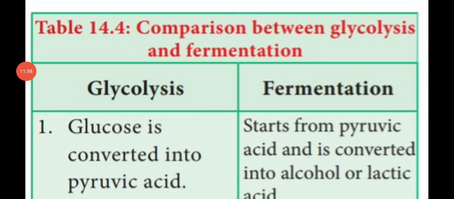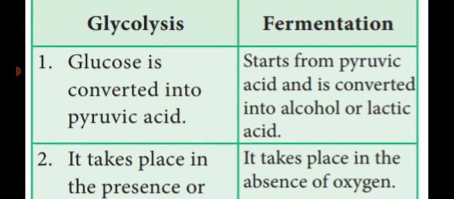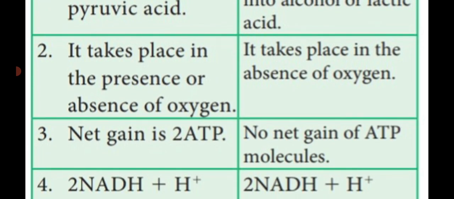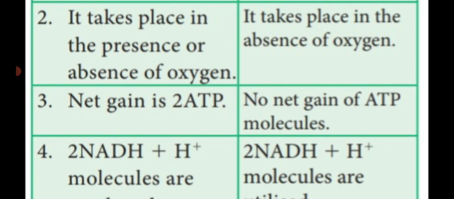Dear students, next important 3-mark question. Comparison between glycolysis and fermentation. In glycolysis, glucose is converted into pyruvic acid. Here in fermentation, pyruvic acid is converted into alcohol or lactic acid. Glycolysis takes place in the presence of oxygen. Fermentation takes place in the absence of oxygen.